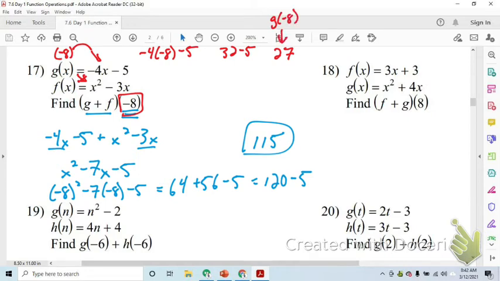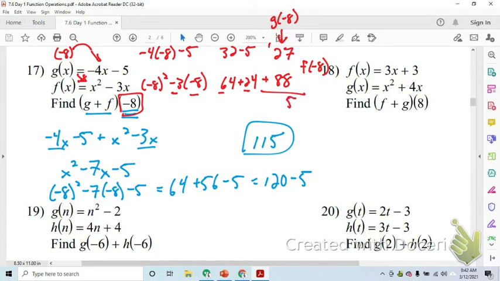Now this one, down here, f of x, when we plug that in, that's going to be negative 8 squared minus 3 times negative 8. So this would be 64, and then a negative times negative is a positive, so plus 24. So 64 plus 24 is going to be 88. And now, since I have g of negative 8 here, and this is f of negative 8 here, all you have to do is take these two, add them. 27 plus 88 is 115. Oh, we got the same answer. Right on. So you can either add the two functions and then substitute, or substitute and then add what you get. So either blue or red. You pick away.